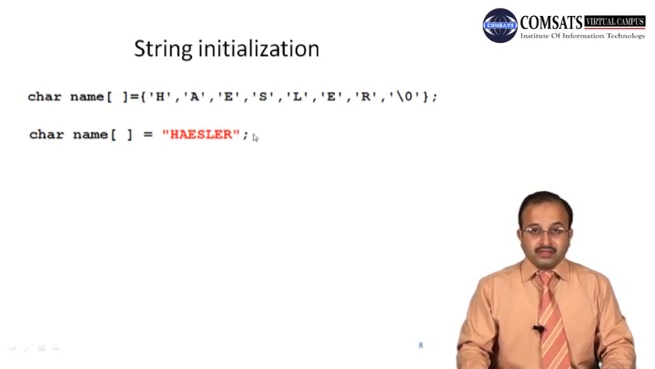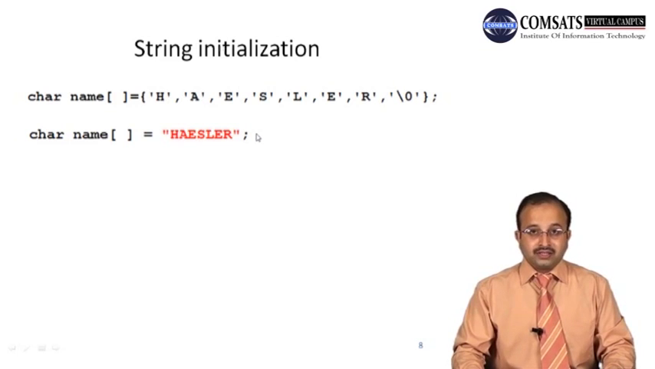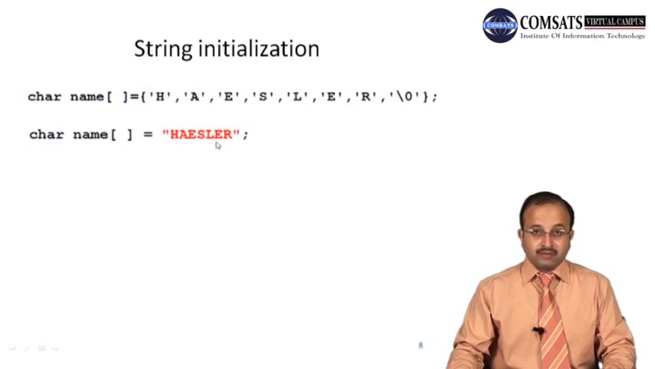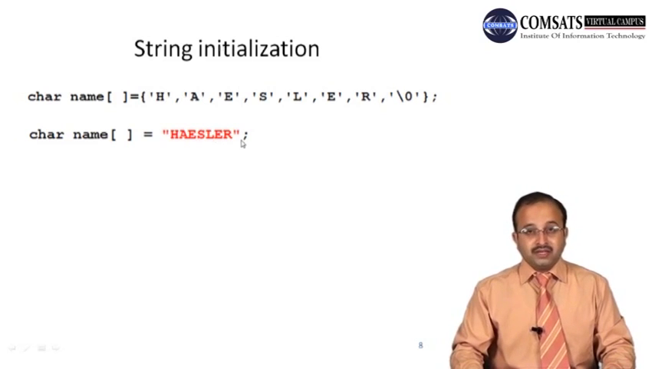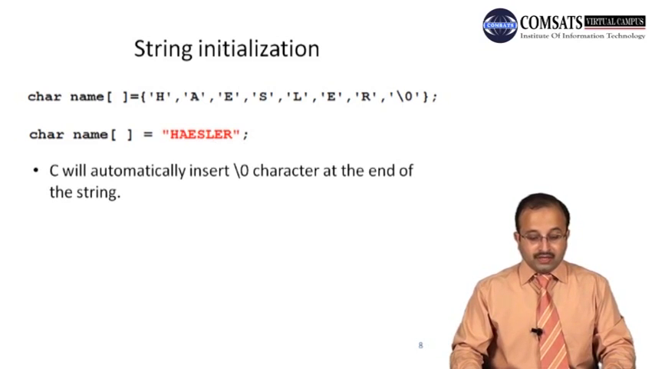In this second case, the C compiler will automatically insert null at the end of the string, and the total bytes of memory allocated for the name will be 1, 2, 3, 4, 5, 6, 7 and plus 1 for the null character. So when you initialize a string character by character, you have to mention the null character. But when you initialize the string using a string constant, there is no need to mention the null character, and it will be inserted by the C compiler automatically. So C will automatically insert the null character at the end of the string.